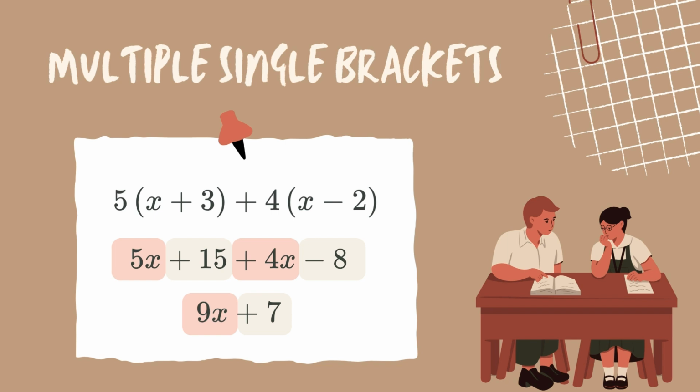So let's combine the like terms. Anything with the x can be added together, and then the ordinary numbers can also be added together. So 5x plus 4x will give us 9x, and 15 minus 8 will give us 7. So our answer is 9x plus 7.